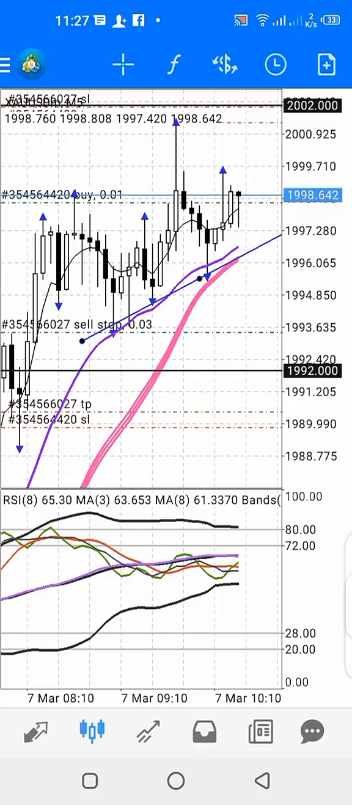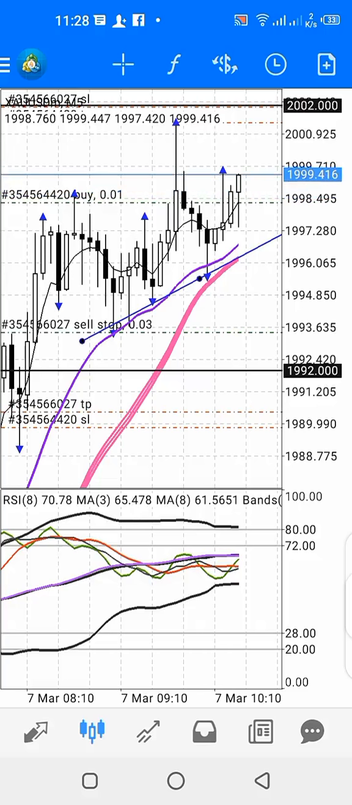respecting the ascending trend line. We are currently looking at the 5 minutes time frame. Okay, we are on the 5 minutes time frame, and price is trying to go up. But if price crosses down and goes down, it's going to trigger my sell stop. The lot size for my sell stop is 0.03. That's 3 times the lot size of this current running buy trade.